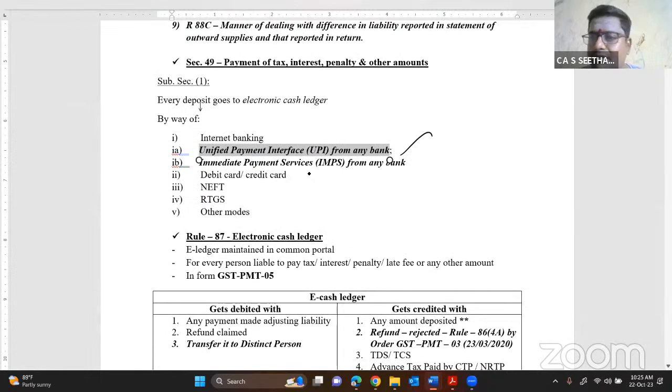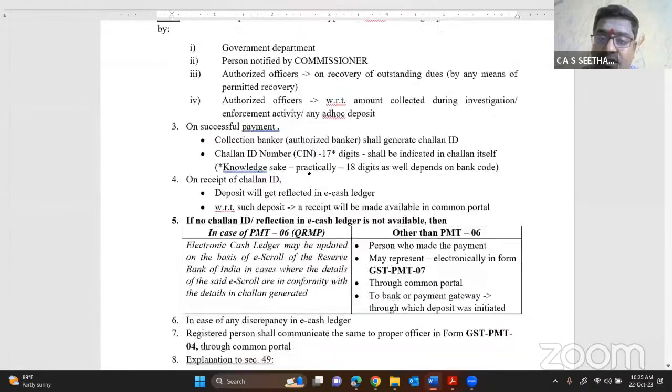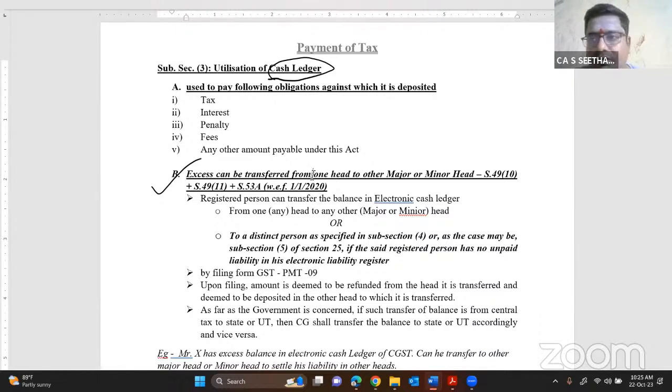Electronic cash ledger balance: sir, can it be used for the payment of any liability? Yes. It's a very popular question: can the balance in the electronic cash ledger be transferred? Yes. Excess balance can be transferred from any major head to any minor head, or from any minor head to any major head. There are no restrictions. I'm talking about the cash ledger: the balance from one head can be transferred to various heads.